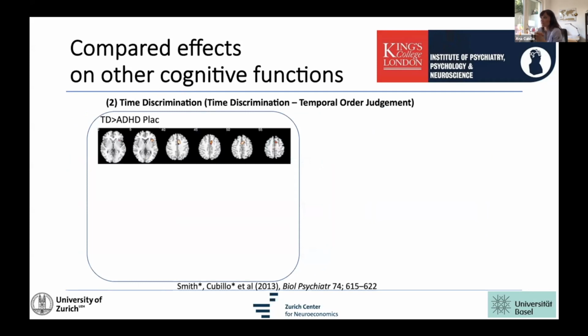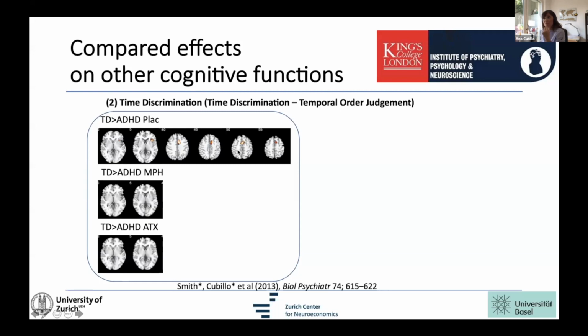Patients also performed the temporal discrimination task, and in this paradigm, the case-control comparison showed that patients under placebo have reduced activation in typical regions for time discrimination, involving the right ventrolateral prefrontal cortex, as well as the dorsal anterior cingulate and extending to the supplementary motor area. And we see that when patients were under either methylphenidate or atomoxetine, these deficits in the right ventrolateral prefrontal cortex are no longer observed. It is normalized by both medications.